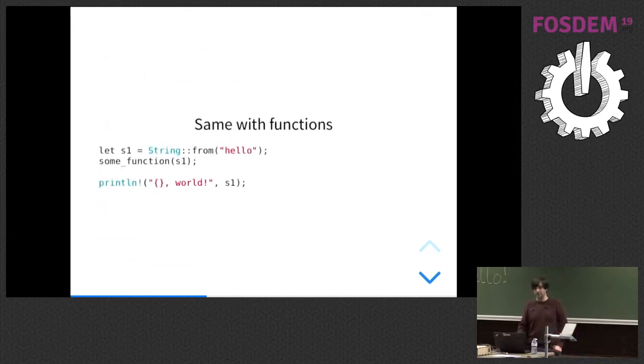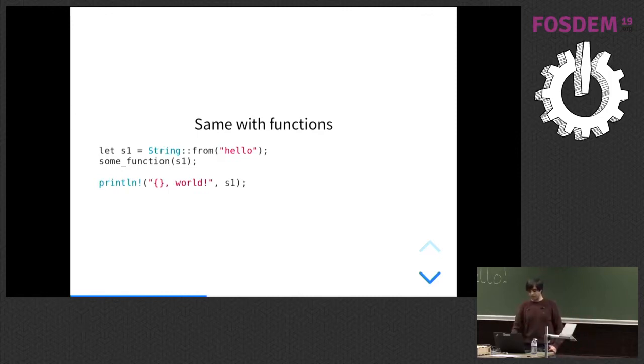Similarly with functions, if you pass any resource to a function by value, you have passed the ownership to that function, and you don't own it anymore unless that function returns it to you and you assign it to a variable. If this was S1 equal to some function S1, then it would work because you got the ownership back.